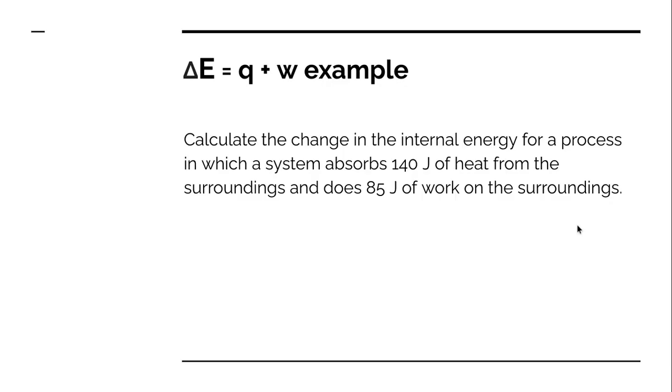Alright, now for you guys to do on your own. Calculate the change in the internal energy for a process in which a system absorbs 140 joules of heat from the surroundings and does 85 joules of work on the surroundings. I'll give you guys a couple seconds to complete it, but feel free to pause it and take as much time as you need.